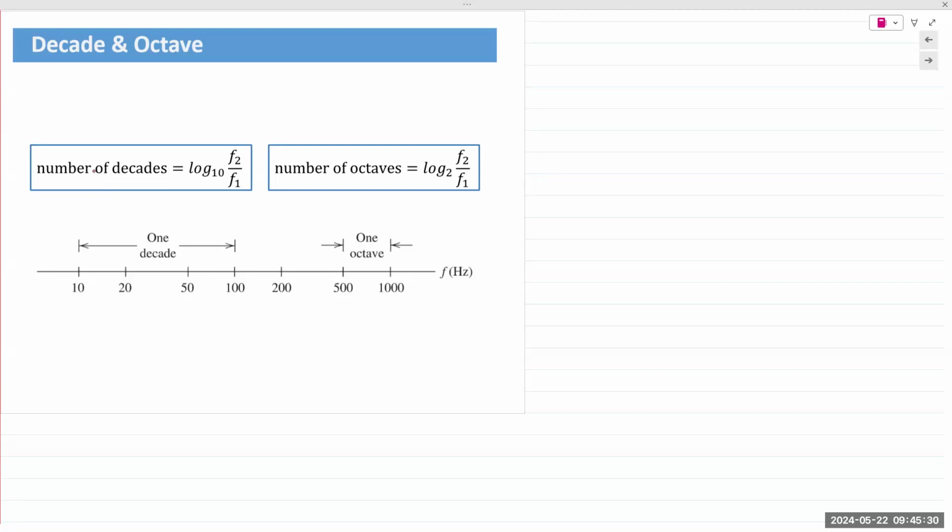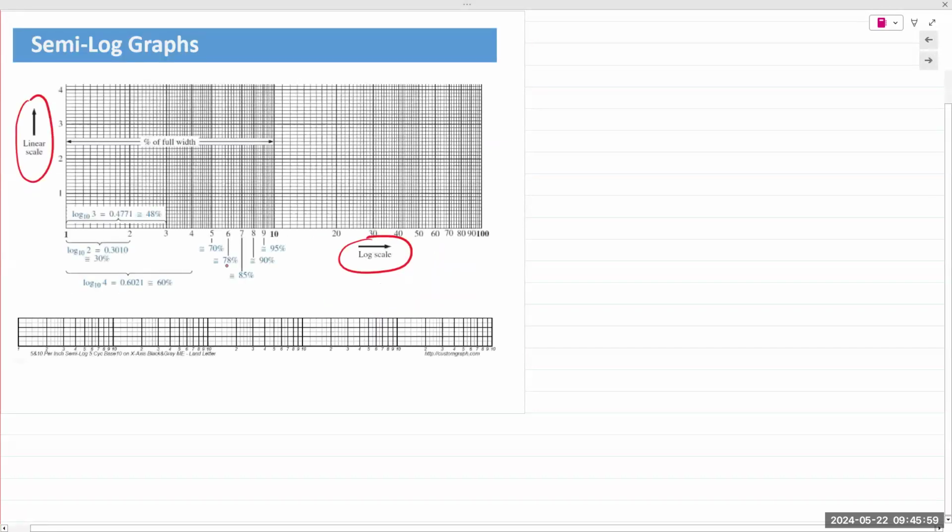Octave, again, this is just for informational purposes. Octave is basically a 2-to-1 change in the ratio of frequencies. So it's log of the ratio of two frequencies to the base 2. As an example here, the ratio between 500 and 100 is 2, hence it's 1 octave. So when we plot this, the x-axis is in log scale, it's not in linear.